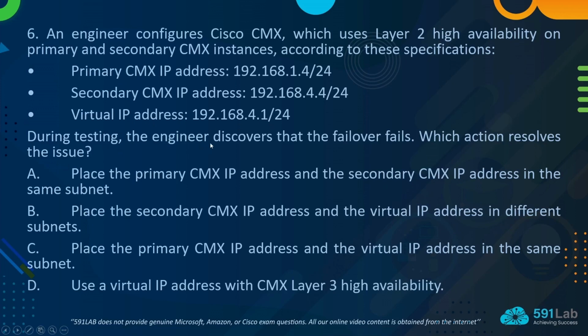During testing, the engineer discovers that the failover fails. They're not able to fail over to each other. Which actions resolve the issue? So the main information we need is basically here. They gave us the IP addresses, but let's take a second to review the prerequisites for high availability for CMX, or what configuration needs to be done on the CMX in order for the failover to happen.